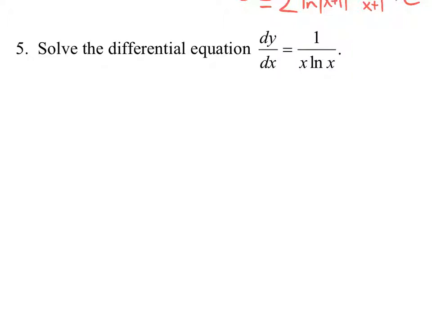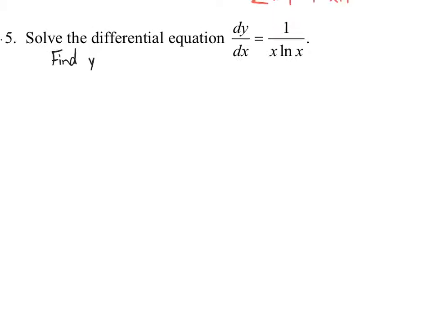So now we want to solve the differential equation dy dx equals 1 over x ln of x. Now, what do they mean by solve it? We want to solve it for y. Find y. So if I want to find y, here's what we're going to do. In this process, you'll do basically every time you've got one of these. First thing I'm going to do is get y's on one side, and everything else, the x's, on the other side. So I'm actually going to multiply both sides by dx.